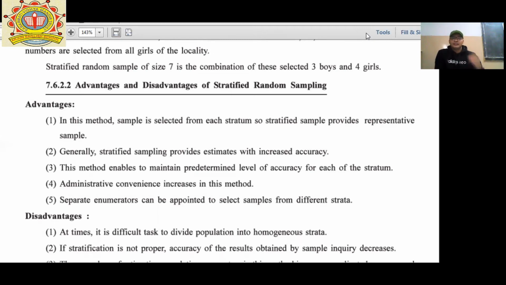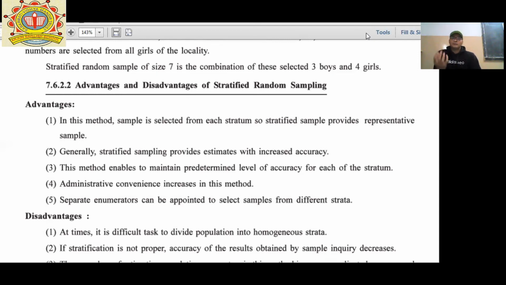Third point, this method enables us to maintain a predetermined level of accuracy for each stratum. It means that for each category, if I am selecting one person from each category, then this person is representative for this category, and that's why the accuracy level is maintained for different strata. Fourth point, administrative convenience increases in this method. And fifth point, separate enumerators can be appointed to select samples from different strata.